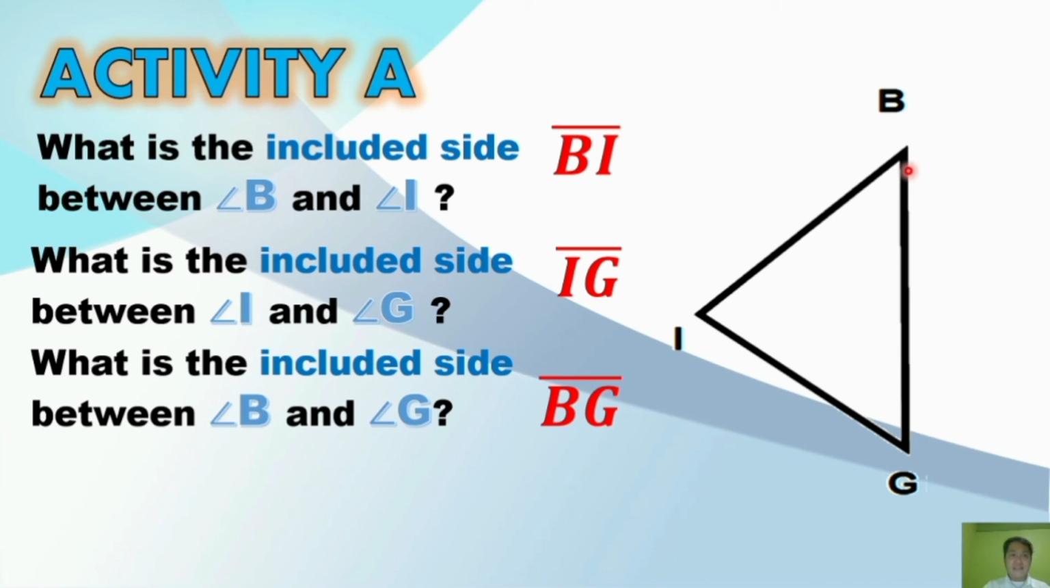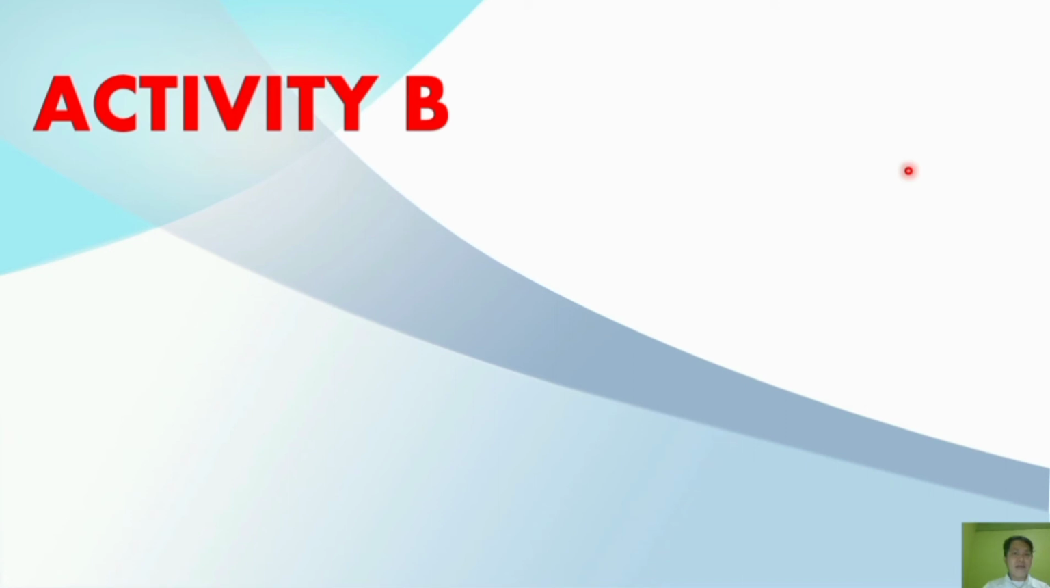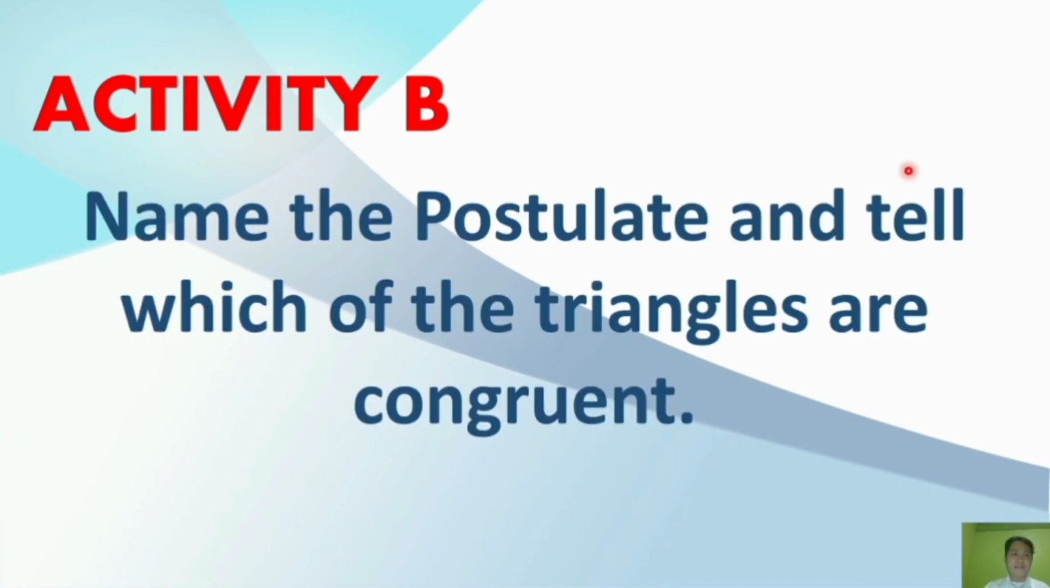Okay, so for activity A, all in all, we have 6 items, and since you have assessed yourself, you have answered this, and you have paused the video, you can comment down your scores. Next, we have activity B. Name the postulate and tell which of the triangles are congruent.